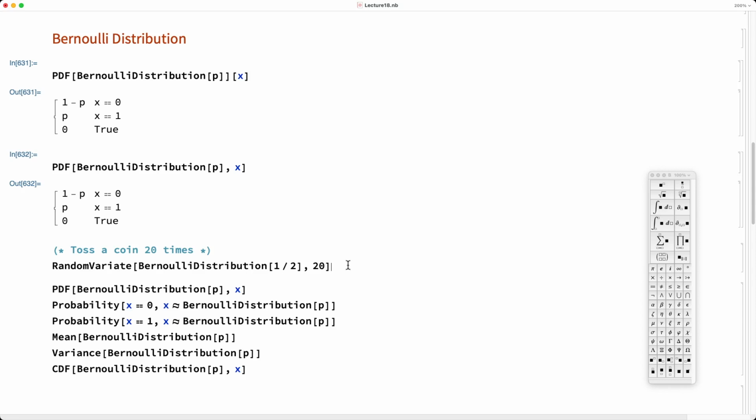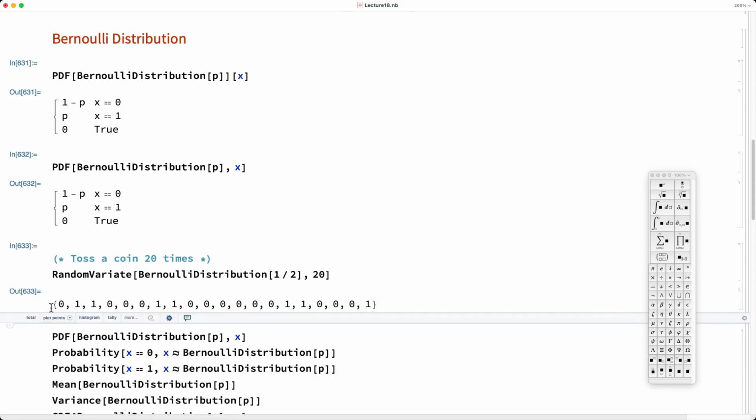And we use Shift Enter. And here we have 20 coin tosses. And you can run that again and you get different random results. We are going to discuss further how to sample distributions in the next video. For now, let's talk about the distributions.